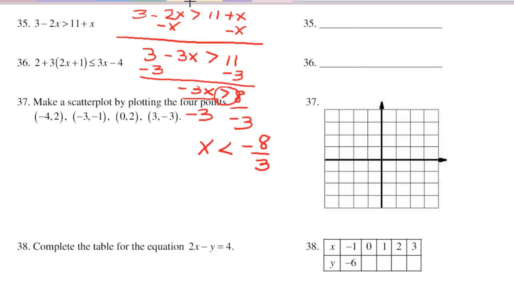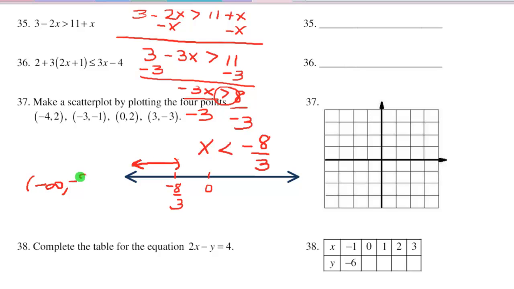So let's look at what that graph looks like on a number line. And we're going to put negative 8/3, just kind of rough here. And because we don't have an equal sign in that inequality, because it's a strict inequality, we use a parenthesis. Or you can use an open dot for the boundary point, but we're going to use a parenthesis to follow our book. And since we want all the x's that are less than negative 8/3, that means all the numbers here with this left arrow. Now in interval notation, we would write negative infinity to negative 8/3 for this solution.